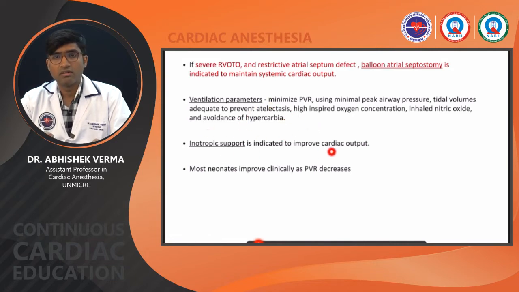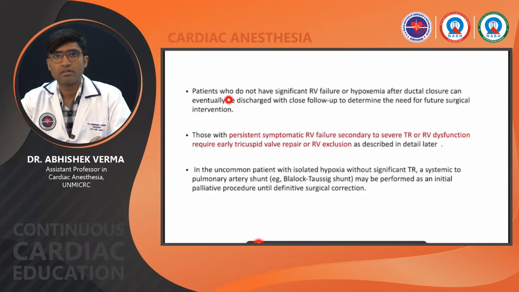Inotropic support is required to improve the cardiac output to both the RV and the LV. And most neonates improve clinically as PVR decreases over a period of a few weeks. Patients who do not have significant RV failure or hypoxemia after ductal closure can eventually be discharged with close follow-up to determine the need for surgical intervention. Those with persistent symptomatic RV failure secondary to TR or RV dysfunction require early tricuspid valve repair.